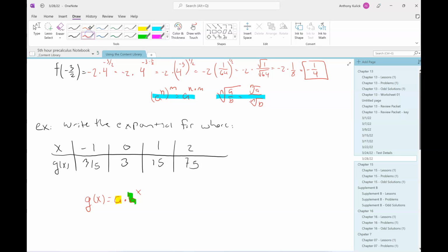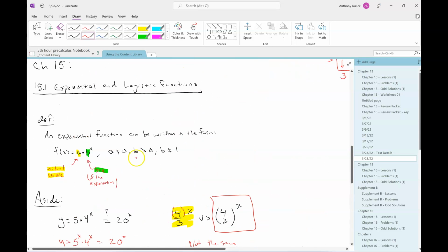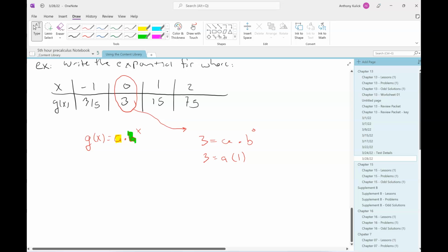Well, this problem actually turns out to be quite easy because I have this piece. So if I plug those in, I have 3 equals a times b to the 0. And what's b to the 0 got to equal? 1. How do I know b isn't 0? My definition of an exponential function says b has to be greater than 0. So it's okay that b to the 0 is 1. I'm positive that's not undefined. It has to be 1. So I know a is 3. Everybody's cool there?